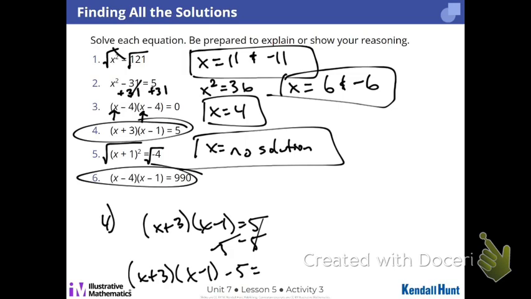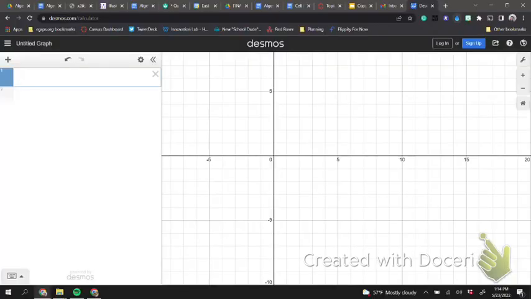This works because the x-intercept happens when y is 0. Which means for number 6, I would rewrite as x minus 4, x minus 1 minus 990 equals 0. All right? So we'll head to decimals here in a second. So who can tell me what we wrote down for number 4?